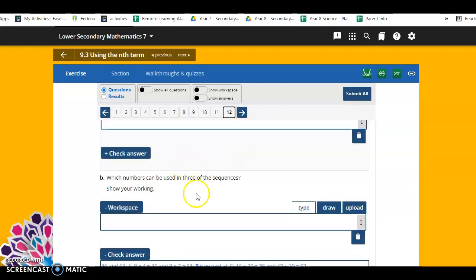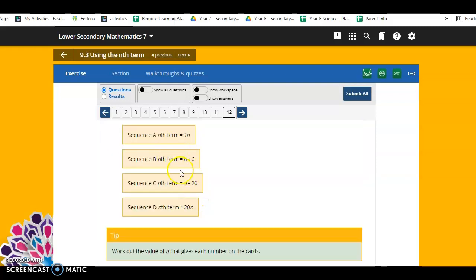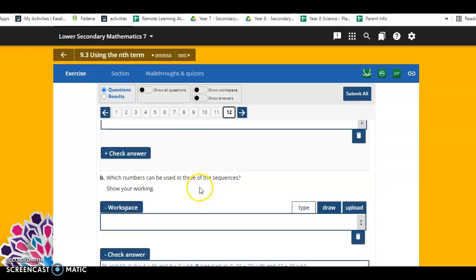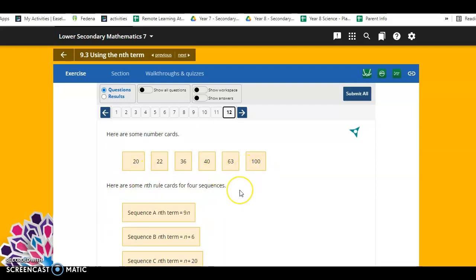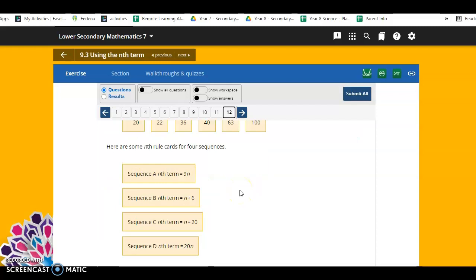Next, on B, you need to figure out which one of these terms is used in 3 of the sequences, and it can be more than one of these terms. So when you work out all your numbers, feel free to use a calculator for this question. When you work out all your sequences, how many of these numbers appear in at least 3 of the sequences?